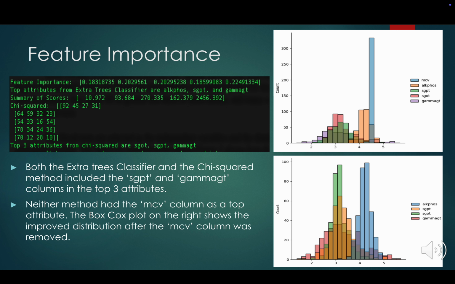And with the feature importance, they're given scores. As you can see, on the plot on the right, the MCV column stands out. And so once it's removed, you can see the other two columns, the SGOT and the alkphos tests, have kind of dominated the bar graph areas. And now this proves that the top two most important features are the alkaline phosphatase test and the SGOT.